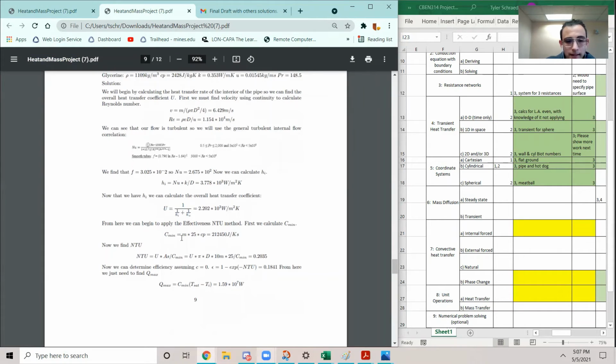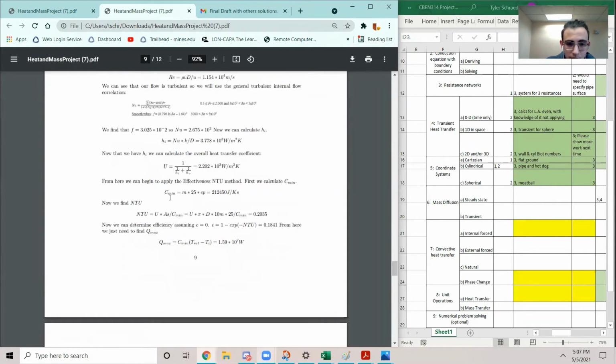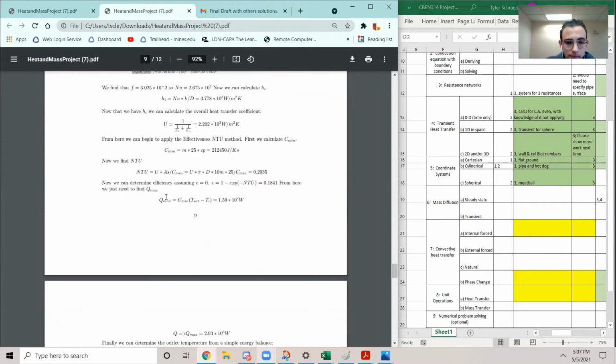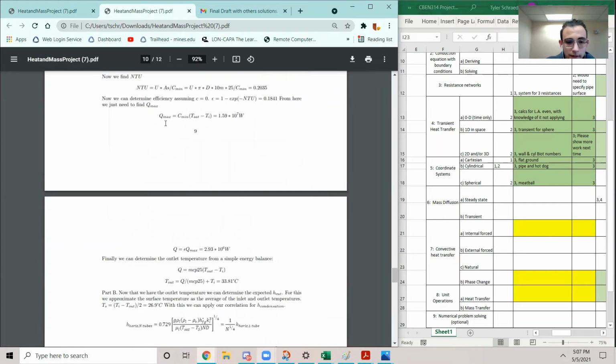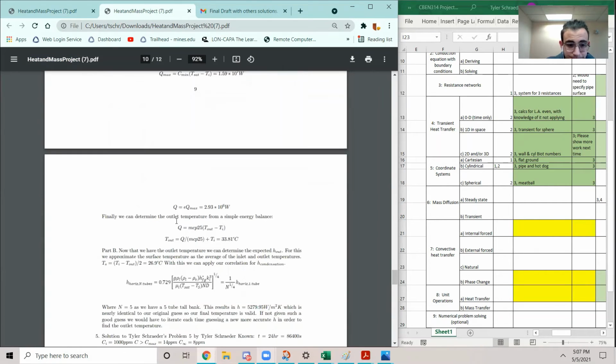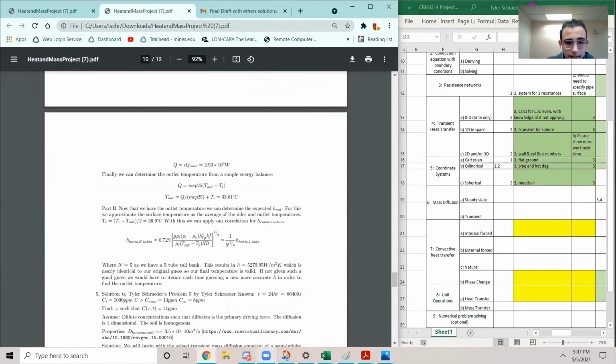And then we apply the effectiveness-NTU method so we can determine the actual temperatures at the end of the pipe. So we calculate our Cmin, and then we calculate NTU, and then calculate our Qmax. And then finally, we can get our actual Q. From our actual Q, we can get our T out.